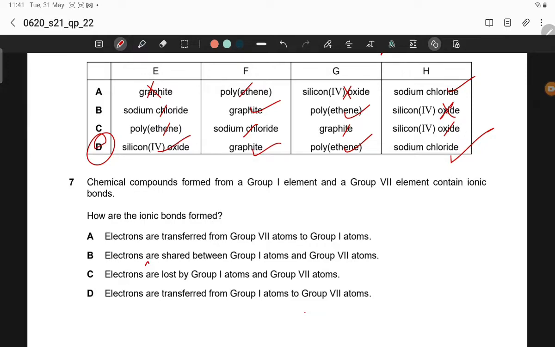Electrons are transferred from group 1 to group 7, so this option is incorrect. Electrons are shared, not transferred, so sharing is not in an ionic bond. The electrons are lost by group 1 atoms, not by group 7. Electrons are transferred from group 1 atoms to group 7. Yes, this is correct. So option D must be correct.